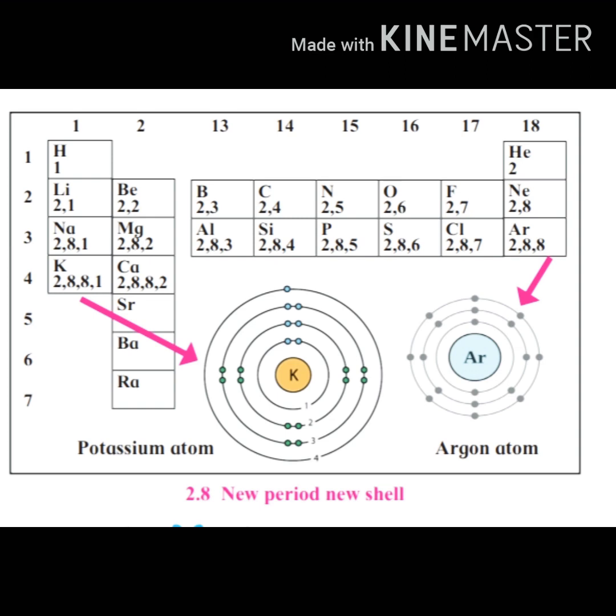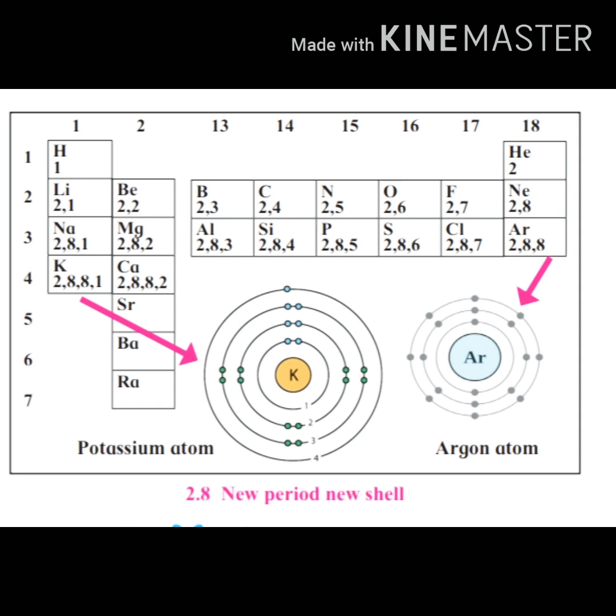If you go to the second group also, you will see for beryllium there are 2 shells, magnesium 3 shells, calcium 4 shells. And the number of electrons in the last shell increases if you go from left to right, that means in the period. For the first, that is hydrogen, you will see 1 electron in the K shell, and for helium, the K shell is filled with 2 electrons.